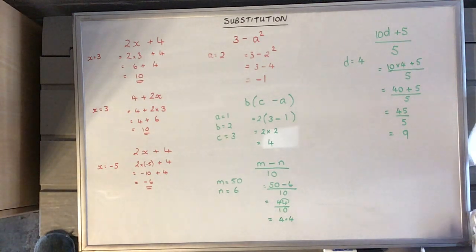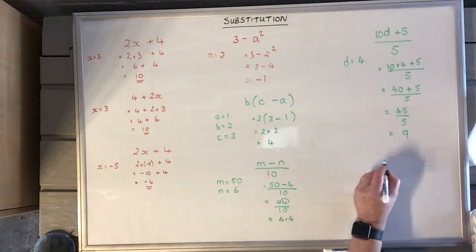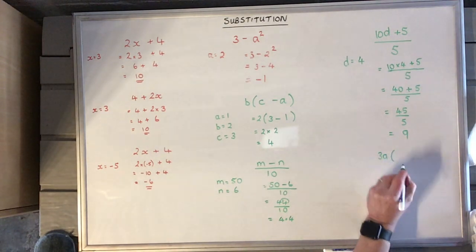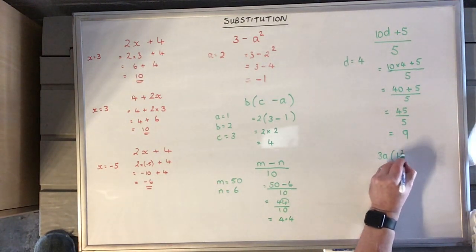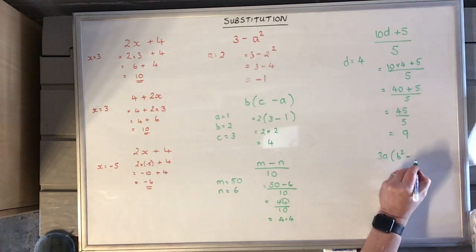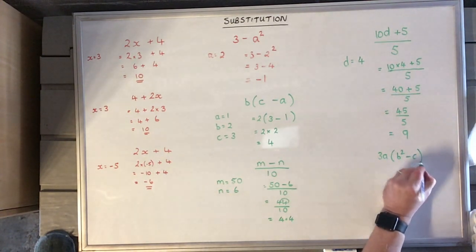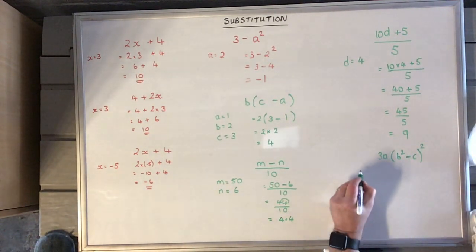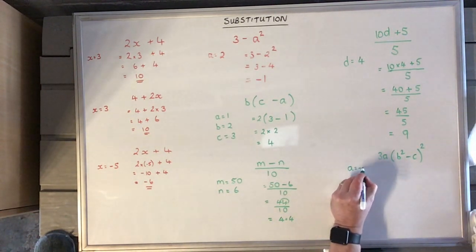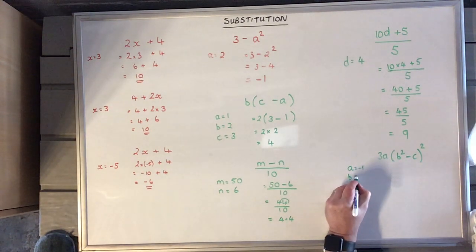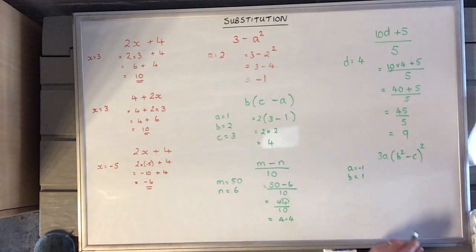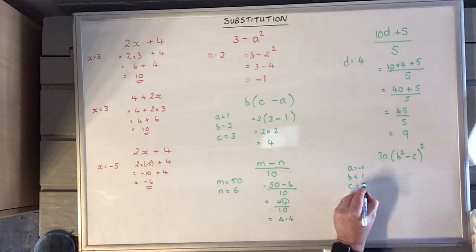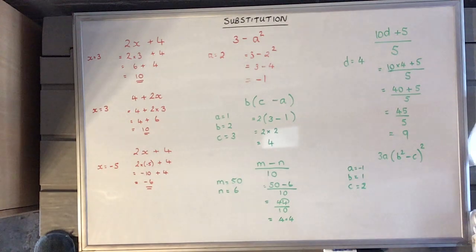Okay. Right, one final one. Let's make it 3a bracket b squared minus c to the power of 2. We'll let a equal minus 1. We'll let b equal 1. And we'll let c equal 2. Just keep the numbers nice and easy.